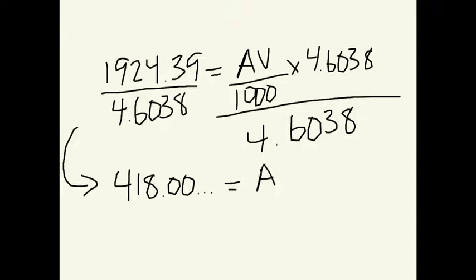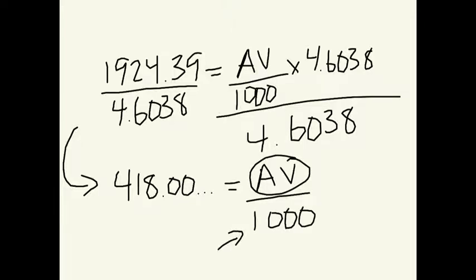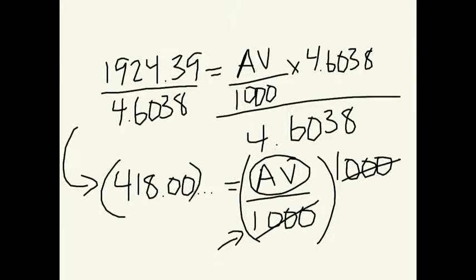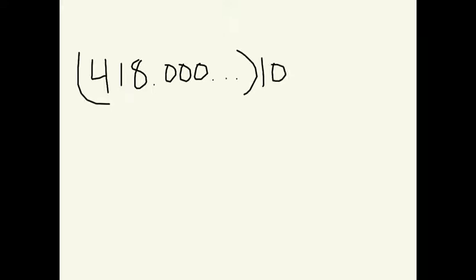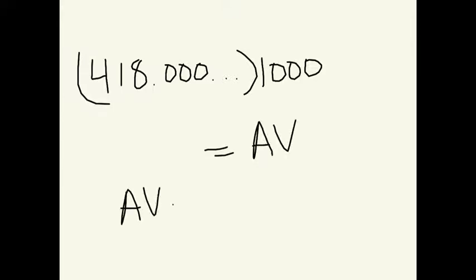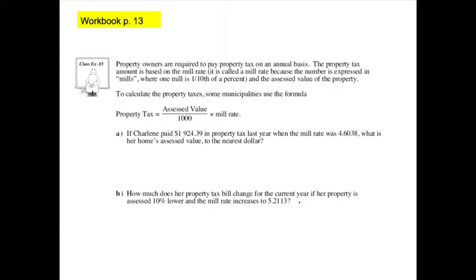On the other side, you have AV over 1,000. Since we're solving for AV, we have to get rid of that 1,000. AV is being divided by 1,000, so you're going to times that by 1,000 in order to get rid of it. When you do that, you have to times the other side by 1,000. When you've got that all sorted out, you have 418.000... being multiplied by 1,000 is equal to your assessed value. And your assessed value is going to be about $418,000 for the house.